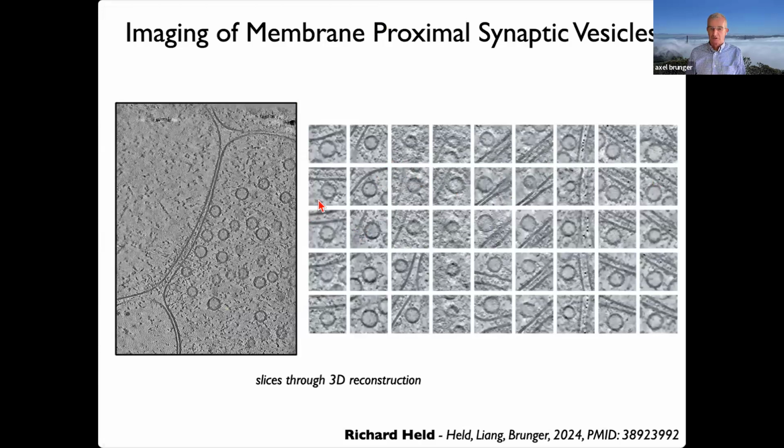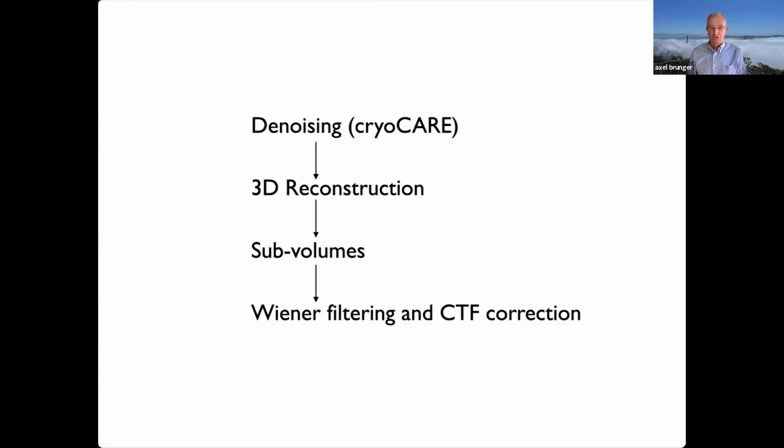Now, looking more closely at these docked, or what we call membrane proximal, synaptic vesicles, you see a variety of different positions and orientations and densities and so on. So how do we analyze this? What we've done here is before subtomogram averaging, which we eventually would like to do, just looking at individual tomograms. We denoise them, in this case with Quiocare, do 3D reconstructions, look at sub-volumes of interesting regions, and do some very basic Wiener filtering and CTF correction. So there's nothing really fancy at all here.